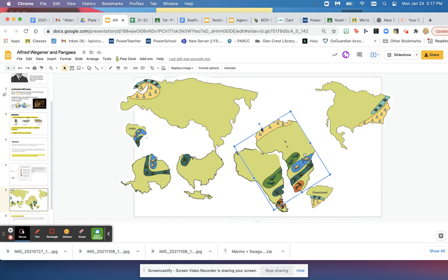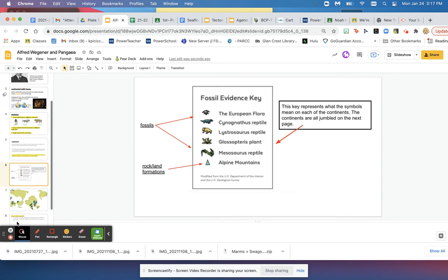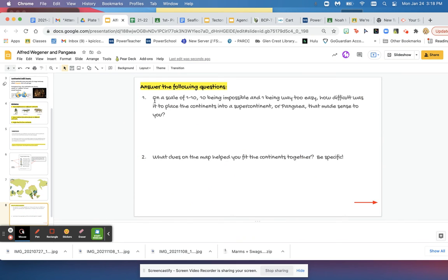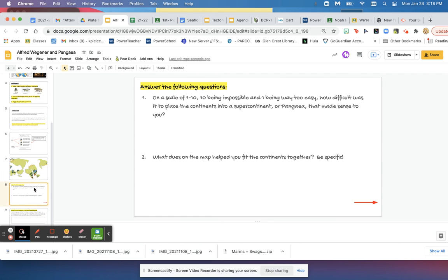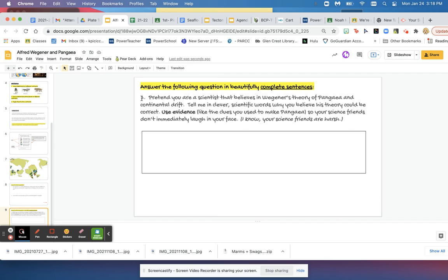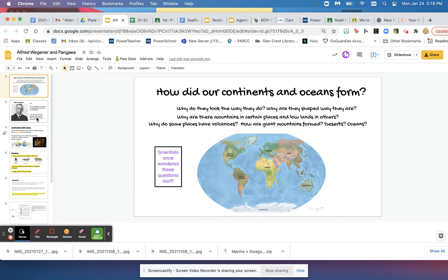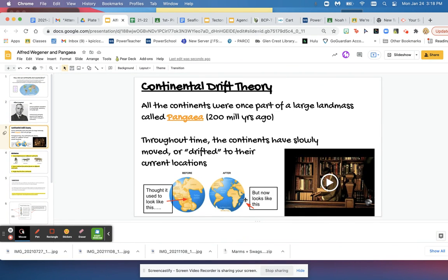So look for similar symbols. All the symbols are on slide 6. Just give it a try for a couple minutes. Try to put them around to where you think they could all make one giant mega continent. Then when you're done, I want you to answer questions 1 and 2 on slide 8 in complete sentences, please. And then try answering number 3 on slide 9 in complete sentences. Just do your best to guess what you think happened and how the theory eventually ended up proving itself.